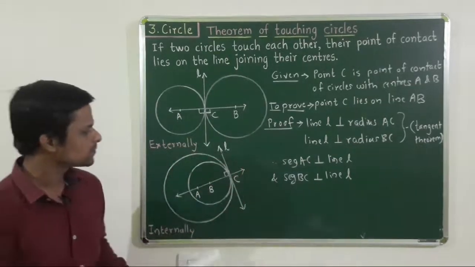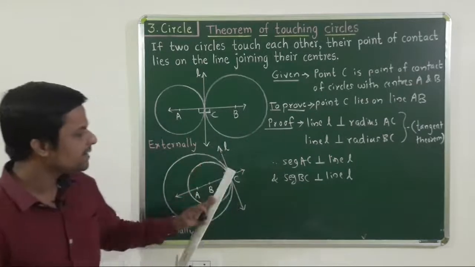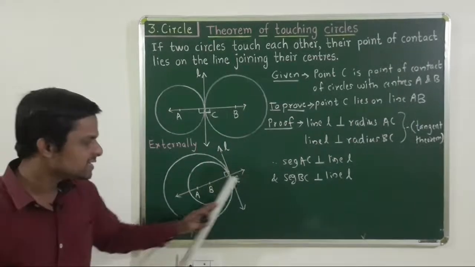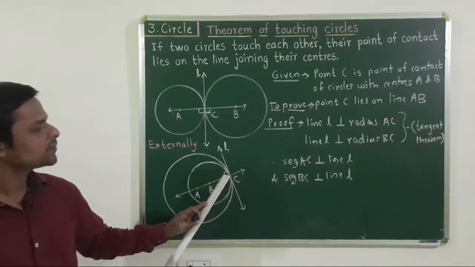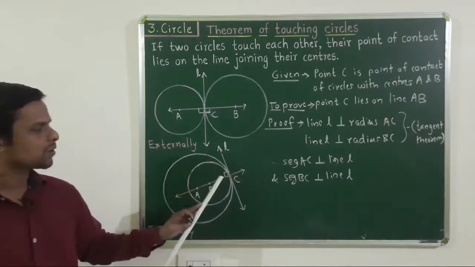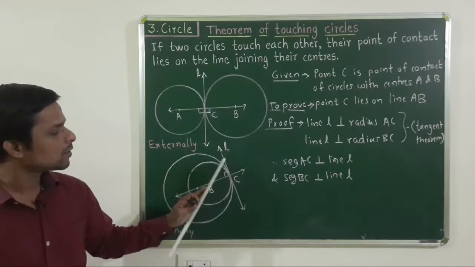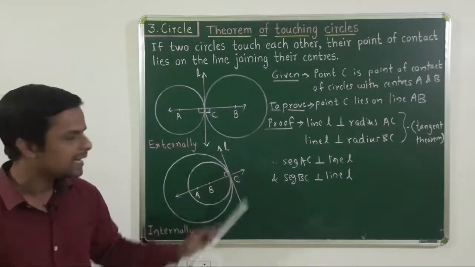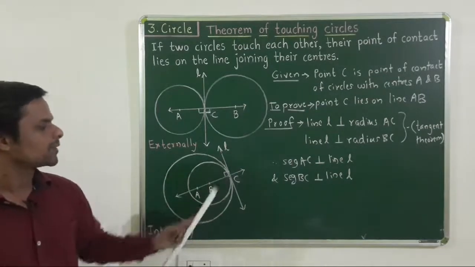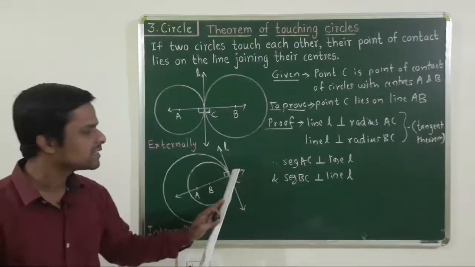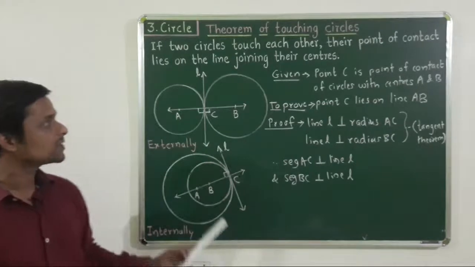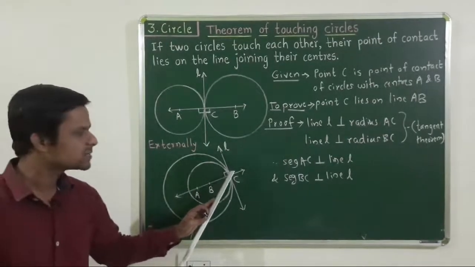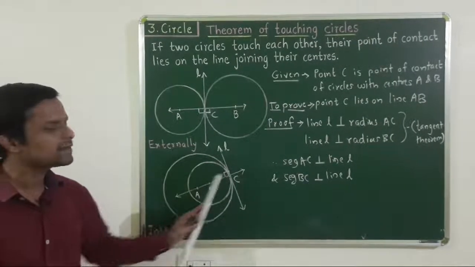Here also, here is line L and here is point C. AC is perpendicular to line L, BC is perpendicular to line L, and we know only one perpendicular can be drawn on a line through the same point. Therefore, AC and BC are not different lines, AC and BC are the same line. What does it mean? It means point C lies on line AB.